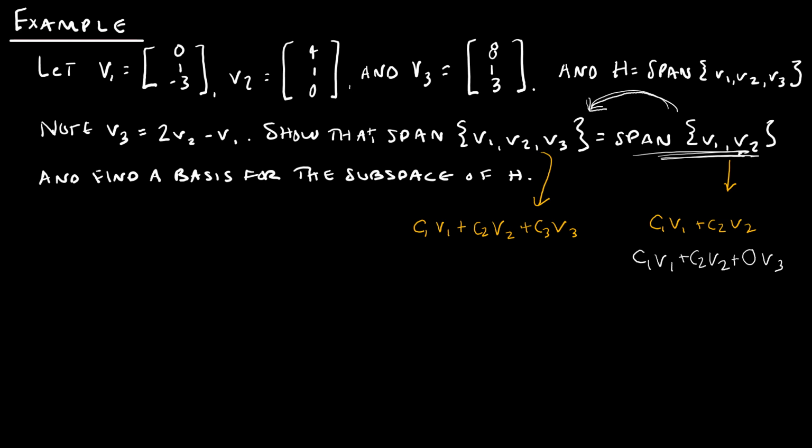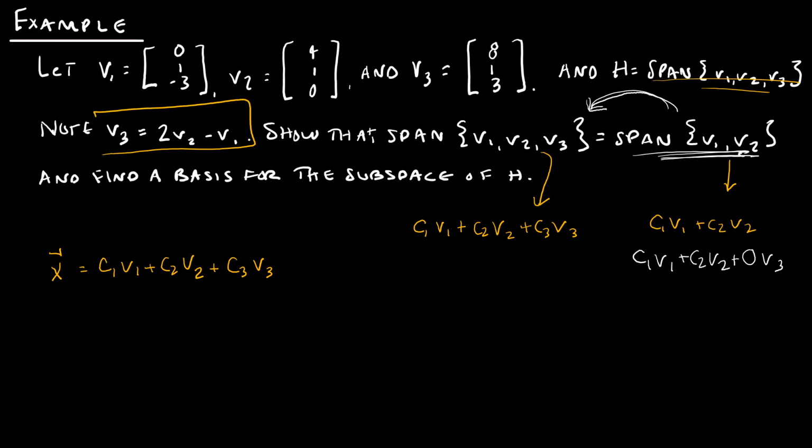So now let's let X be some arbitrary vector in H. So keep in mind that X is of the form c1 v1 plus c2 v2 plus c3 v3, because it's in H, which is the span of the three vectors. Since v3 can be written as a linear combination of the other two, then X is the same as c1 v1 plus c2 v2 plus c3 times 2v2 minus v1. Great. So what does that tell us?